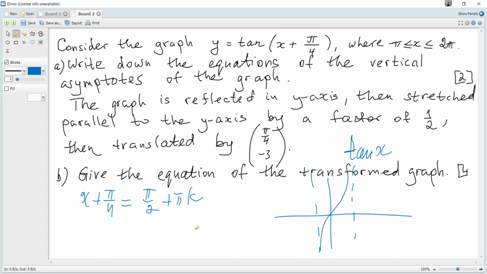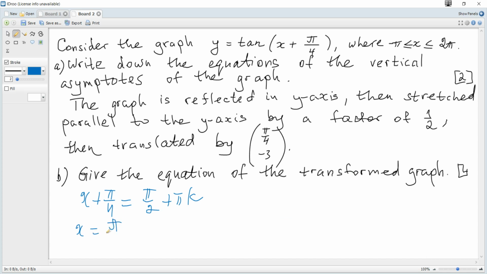Hence x is what? Just move pi over 4 to the right to get that x is pi over 4 plus pi k. K is any integer. And to get particular solutions for a given region, we should consider some specific values for k. Let's start with 0. When k is 0, we can see that x is pi over 4. Pi over 4 is from this region, so it's a required solution.